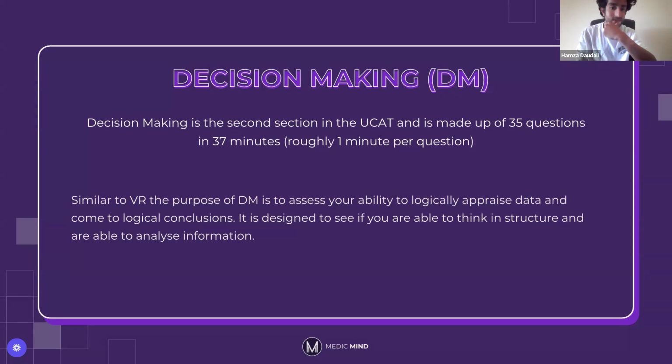Decision making is the second section in the UCAT, 35 questions in 37 minutes. It's a bit less time pressured compared to the other sections, roughly a minute per question. But it has a very similar purpose to verbal reasoning, in the sense that it's all about logically appraising data and coming to logical conclusions. It's designed to see if you're able to think in a structured way and analyze information critically. So it's all about critical analysis of data that you've been provided.